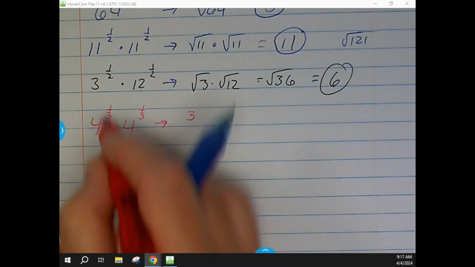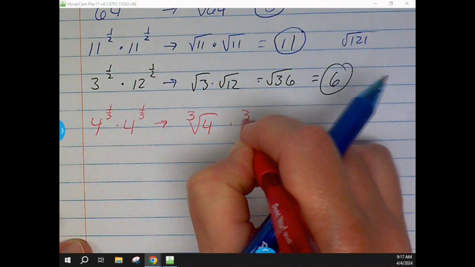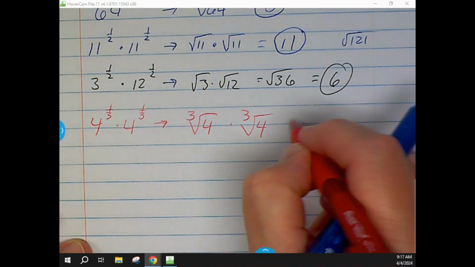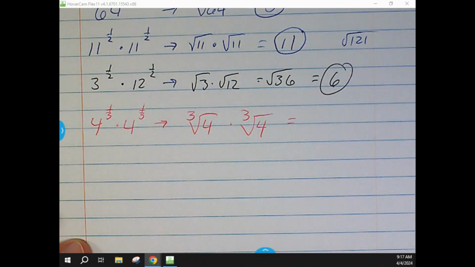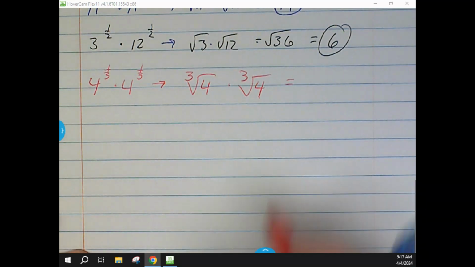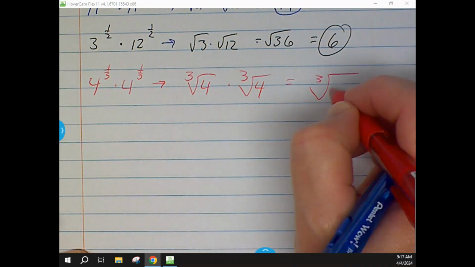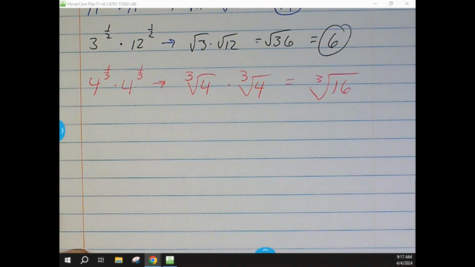Okay, so if we rewrite it, that's the third root of 4 times third root of 4. Okay, so third root of 4 times 4 is 16. All right, if you check it with your calculator, that is not a perfect number when we go cube root on these, so this is where we're going to have to take the 16 and break it down.